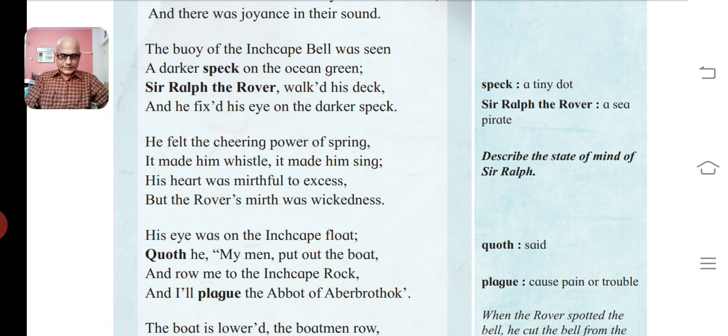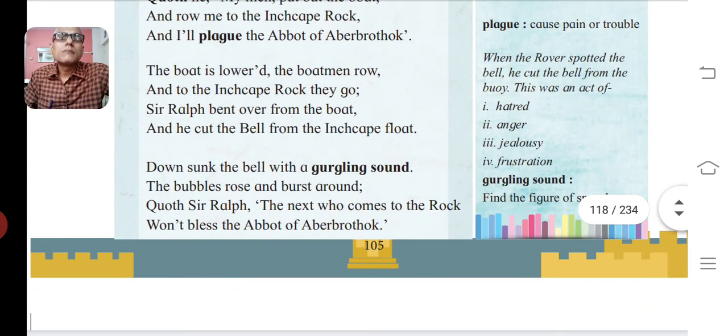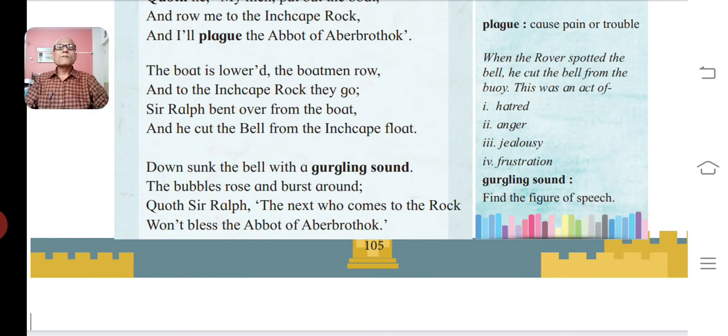Now, see the next figure of speech. See the next stanza, that is stanza number 9. It is the last second stanza on this page, and the third line from it. Sir Ralph bent over from the boat. Here the figure of speech is alliteration, because here the sound of B is repeated pleasingly.